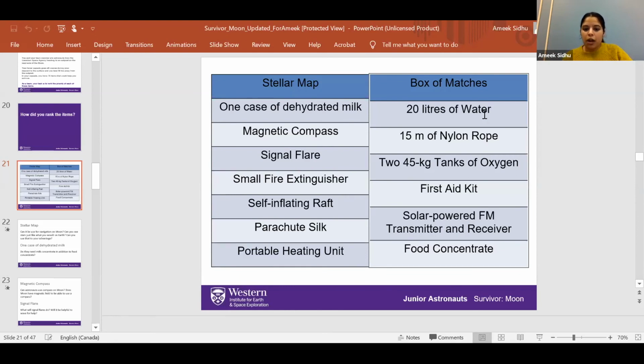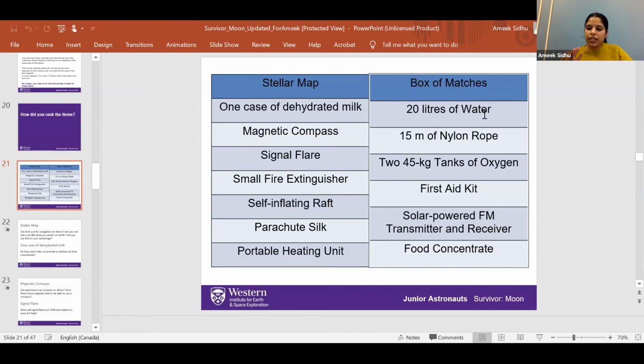Number 8 would be a parachute silk. So they wouldn't need a parachute necessarily for flight purposes, but the material would protect them from the solar rays. Now on Earth, we are protected by the ozone layer in the atmosphere, but in space, there would be no ozone layer on the moon, and they would need protection. So the parachute silk material would provide protection there. So that will be number 8.